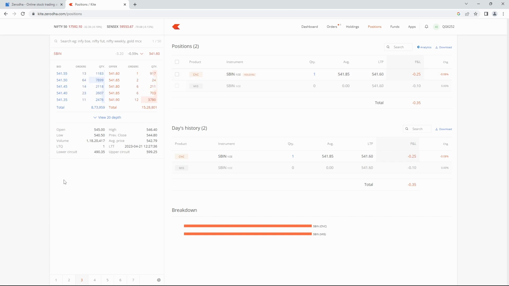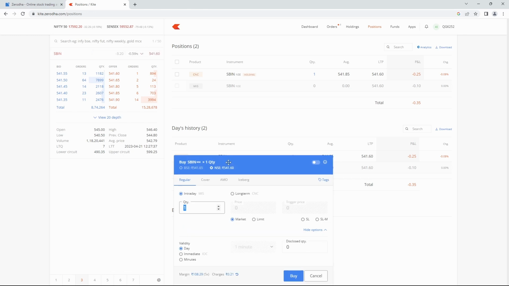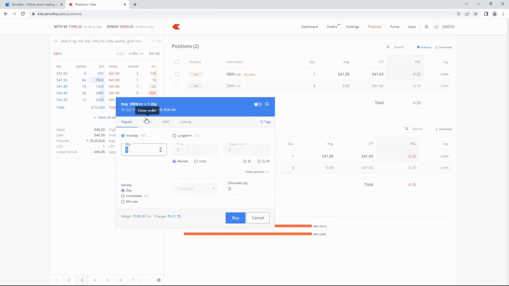Now that we have understood the regular buy order, we will understand a few more features in the buy section. A cover order is just like a regular order but with a default stop loss value. AMO is an after-market order which you can place now and you can expect it to be executed after the market hours or after the market sessions.